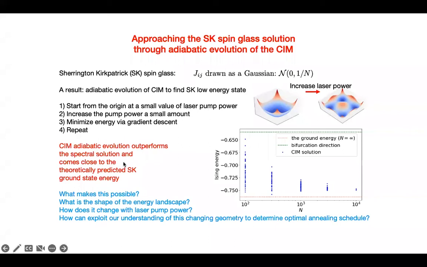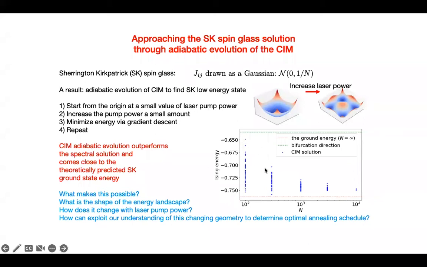This so-called adiabatic evolution actually outperforms the spectral solution and comes close to the theoretically predicted Sherrington-Kirkpatrick ground state energy. The horizontal axis indicates different system sizes. If you take the principal eigenvector of J and round its elements to plus or minus one, the typical energy that you get is a little bit above minus 0.65. The actual Ising ground state energy is known to be down here, a little bit below minus 0.75.